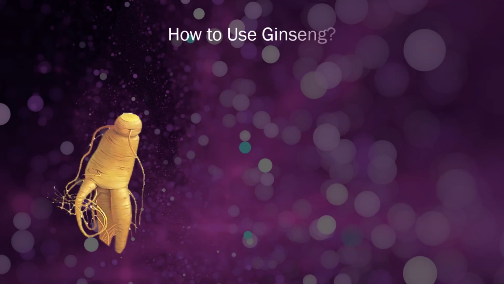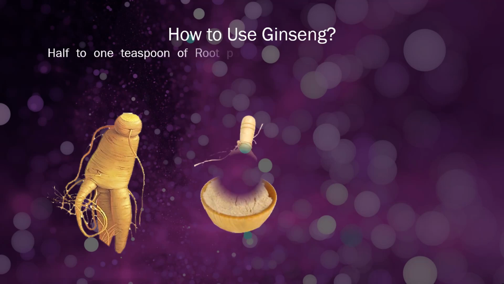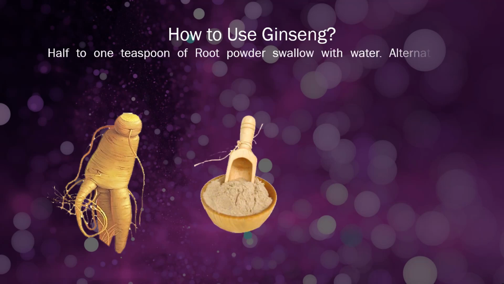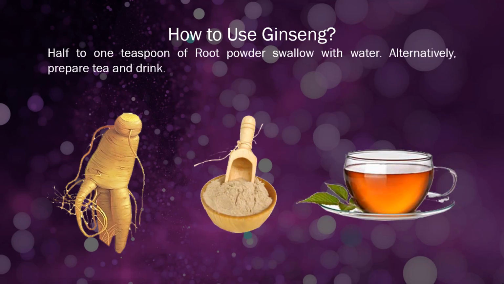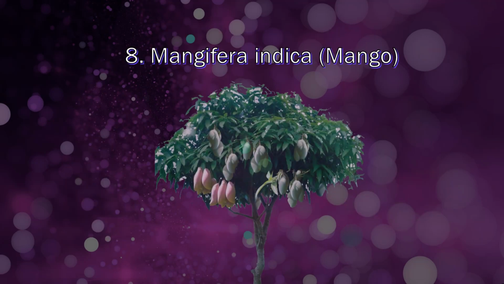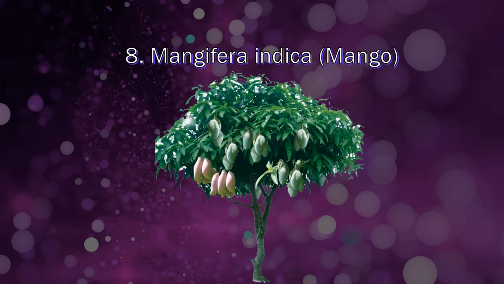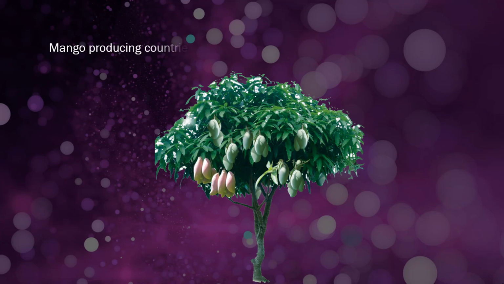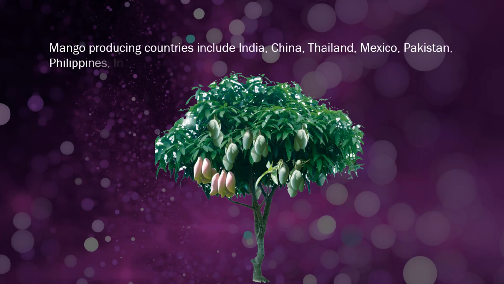How to use ginseng. 1/2 to 1 teaspoon of root powder, swallow with water. Alternatively, prepare a tea and drink. 8. Mangifera indica. Mango. Mango producing countries include India, China, Thailand, Mexico, Pakistan, Philippines, Indonesia, Brazil, Nigeria and Egypt.